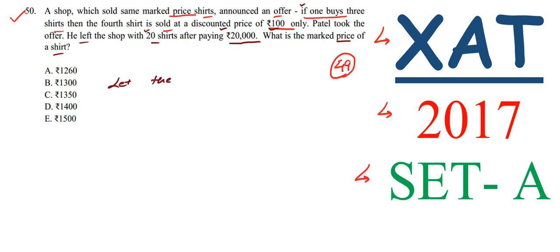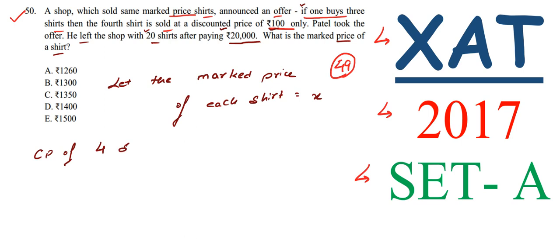So let the marked price of each shirt equal X. So this is the marked price of the shirt. Hence the cost price of 4 shirts, we can find the cost price of 4 shirts. So the cost price of the first 3 shirts will be 3x, plus the fourth shirt will be given at a discounted rate of rupees 100 only. So the fourth shirt will cost rupees 100. Hence this is the total money required to buy 4 shirts.